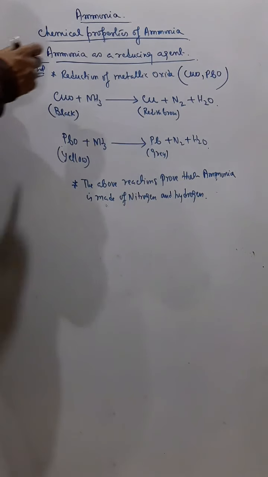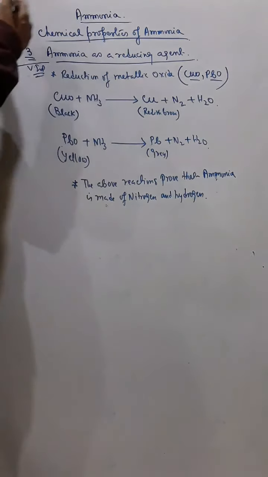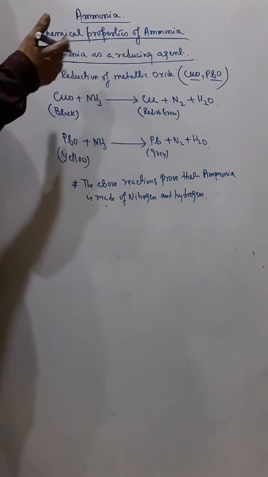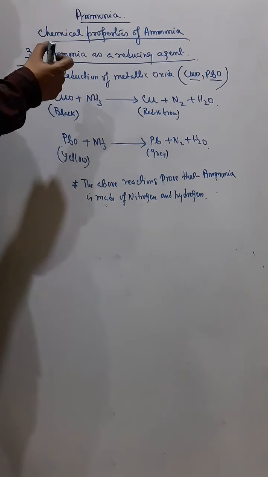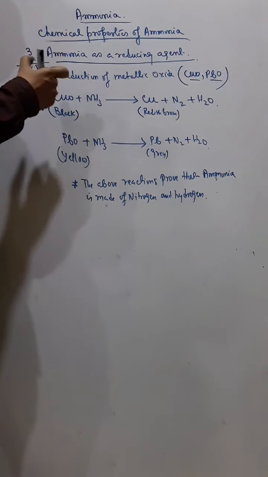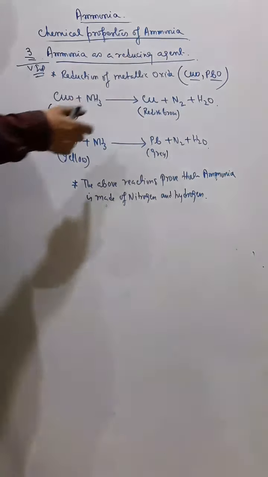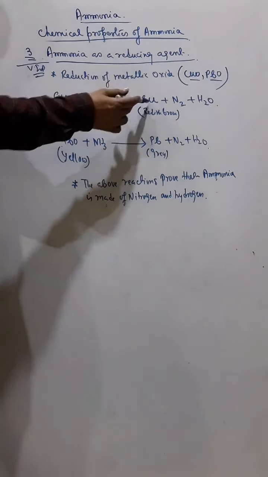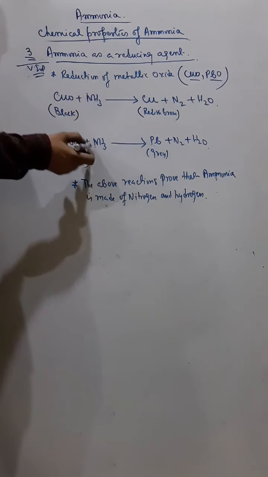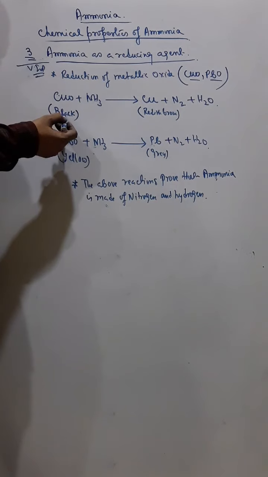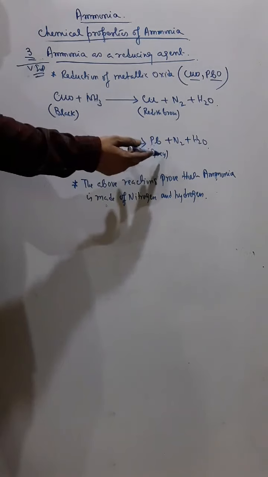Now, ammonia reduces lower metallic oxides, copper oxide and lead oxide. It does not reduce the higher metallic oxides like sodium oxide, potassium oxide, magnesium oxide, because they are stable. They are reactive compounds, their oxides are stable. But this copper oxide and lead oxide, ammonia can reduce copper oxide to copper and lead oxide to lead. So therefore here ammonia is acting as a reducing agent. The observation is also very important. Black copper oxide changes to reddish brown copper, and yellow lead monoxide changes to grey lead.